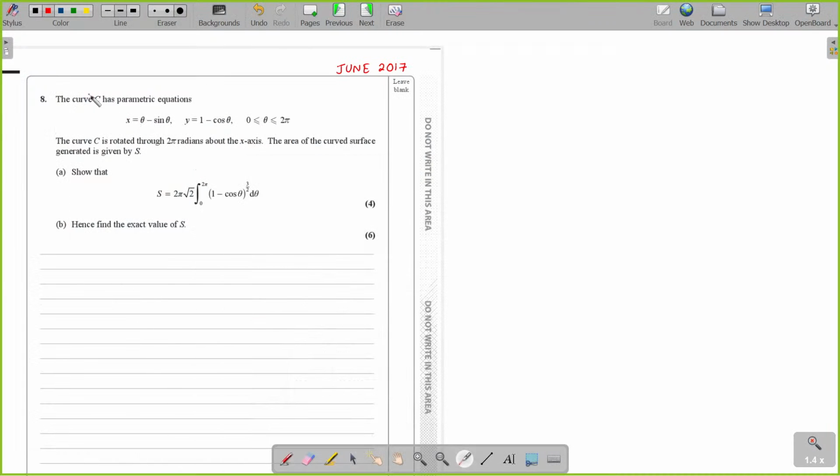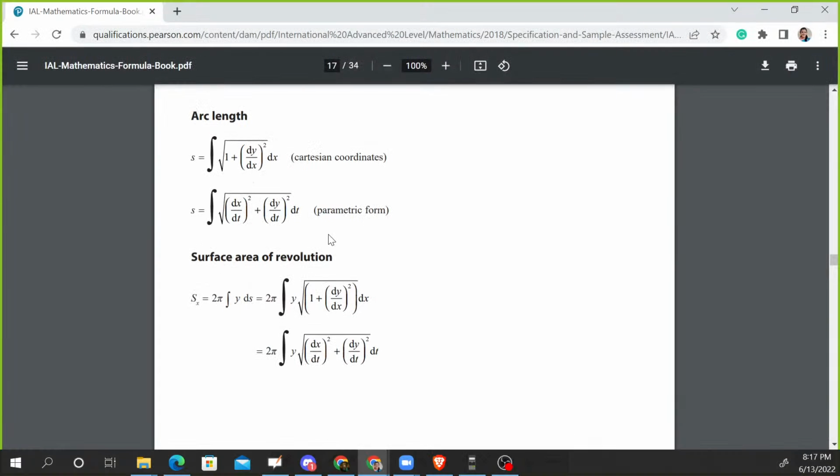Look at this. The curve C has parametric equations. So you are dealing with parametric. Okay, so not parameter t, but parameter theta. So all you have to do is go through this equation. It's there in the formula book. Just it's not dt, it's going to be d theta. So it's going to be 2 pi integration y square root of (dx by d theta) square plus (dy by d theta) square, with respect to d theta. And your limits must be theta limits.